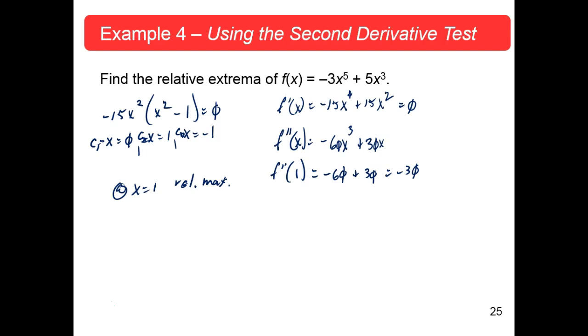Now, to have a point, we need the x and y values. So how do we get the y value? Original, right? Yes, the original equation. So f of 1 is equal to minus 3 plus 5 equal 2. So it would be 1, 2. Okay. That's a relative max. We got one.